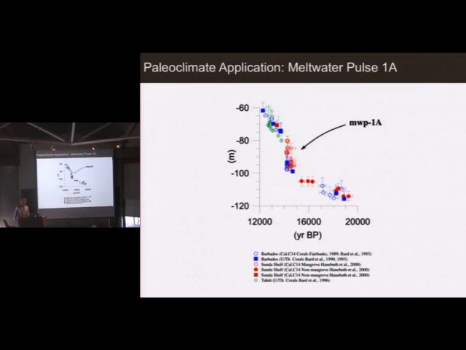But what's surprising from anybody's perspective is this most dramatic of all events during the last deglaciation, and there is no consensus on where that meltwater came from. The ice sheet that produced Meltwater Pulse 1A is still unclear.